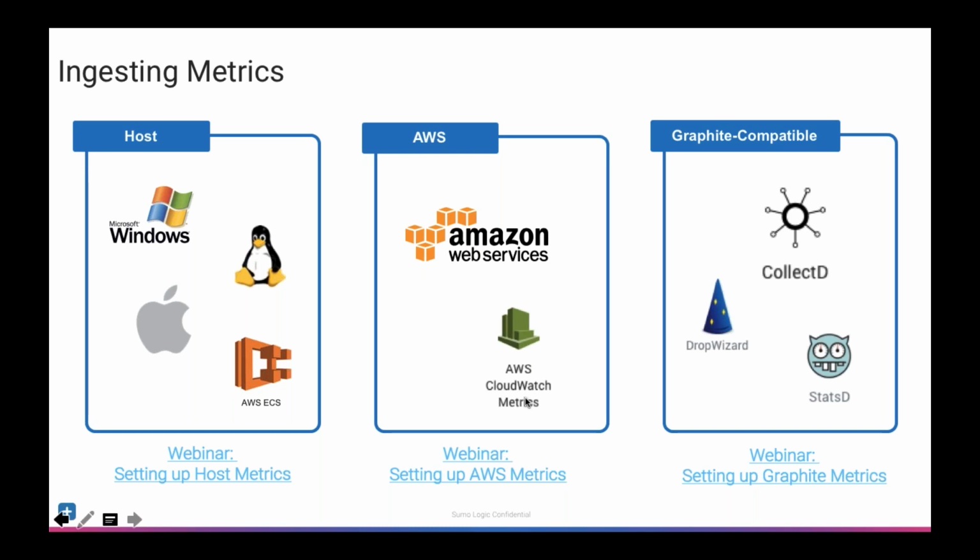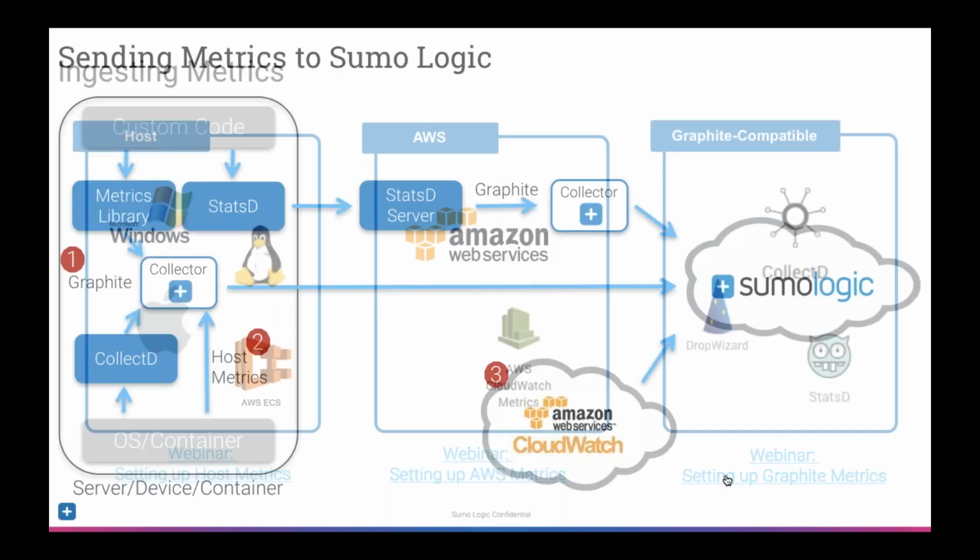You can get AWS metrics. What Amazon Web Services does is it gathers its metrics and then sends them on to AWS CloudWatch. So we can go into CloudWatch and grab those AWS metrics into Sumo itself. And the third way is any metrics that are in Graphite format or Graphite compatible, for example CollectD or DropWizard. We can go grab those metrics and bring them into Sumo as well. Again, here are links to webinars on how to grab that data and bring it into Sumo.